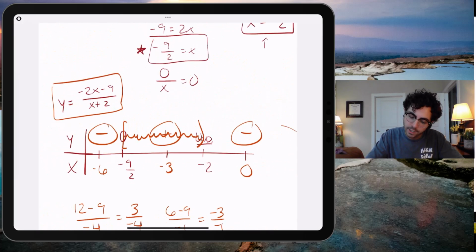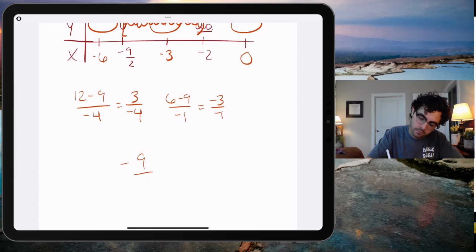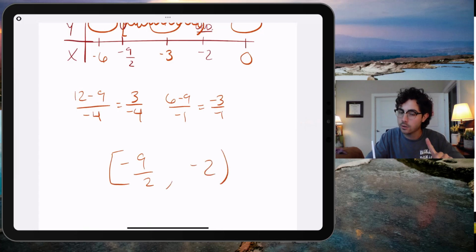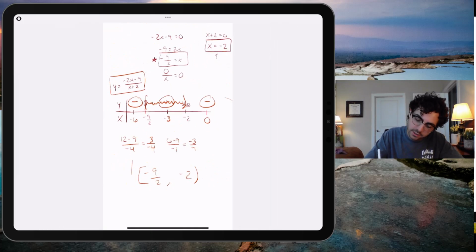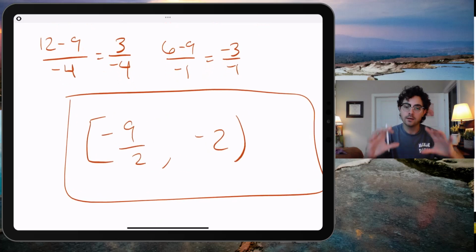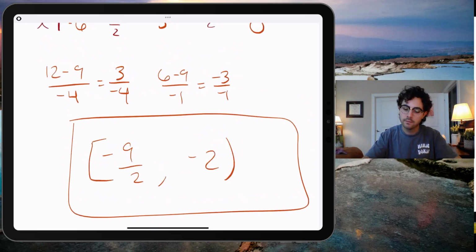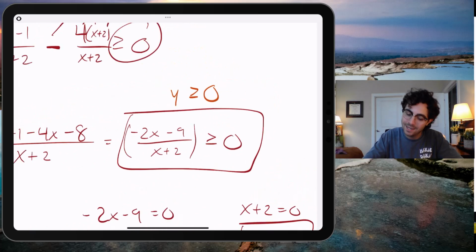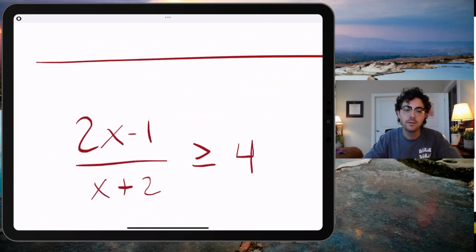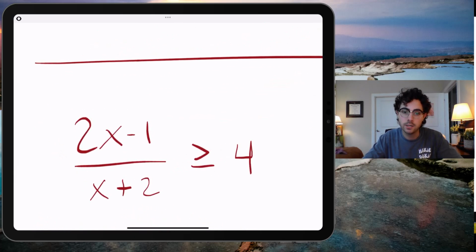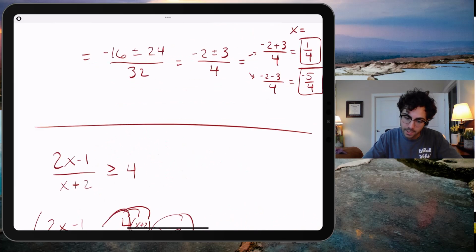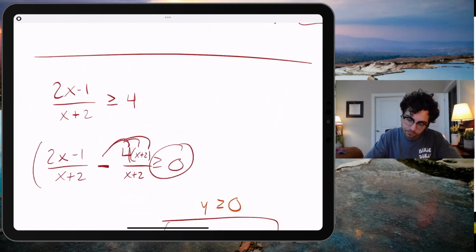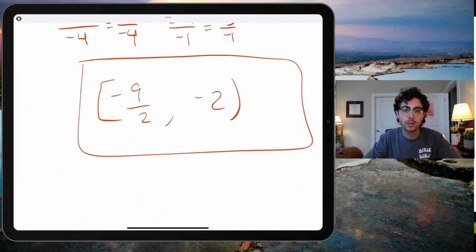Okay? So -9/2 with a bracket to show that it is included in the interval, to -2 with a parenthesis because we are not including -2 in the interval. This is the interval of x values for which this expression is greater than or equal to 0. In other words, for which this expression is greater than or equal to 4. And I think they wanted interval notation. Yep. So that would be your answer right there.